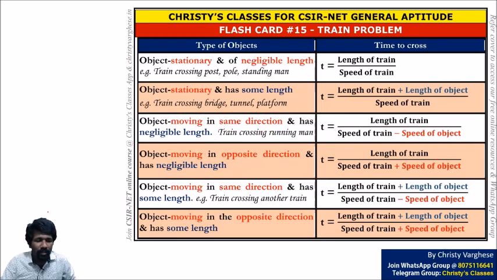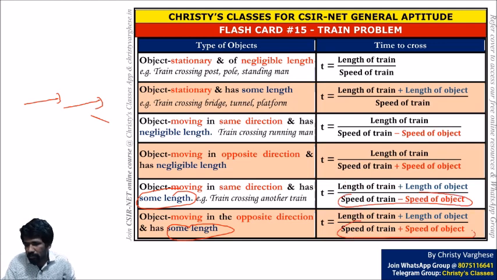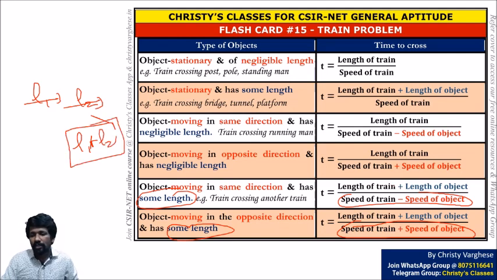The next two cases are actually an extension of this itself. When the second object also has some length, that is the case. For example, a train crossing another train. If it is in the same direction, speed will be subtracted. If it is in the opposite direction, speed will be added up. But remember, as the second object also has length, train crossing another train means if this is L1, this is L2, the total length to be covered is L1 plus L2. Distance is L1 plus L2, not L1 only.